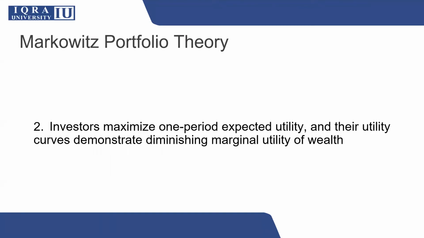Under the Markowitz portfolio model, the investor maximizes one period return, which may be taken as 1 year, and wealth will increase based on the assumption of diminishing marginal utility.